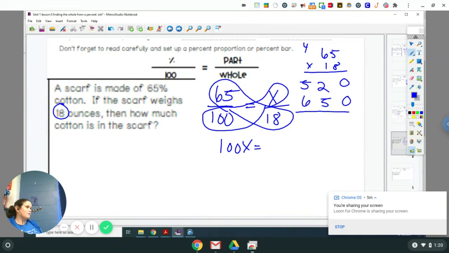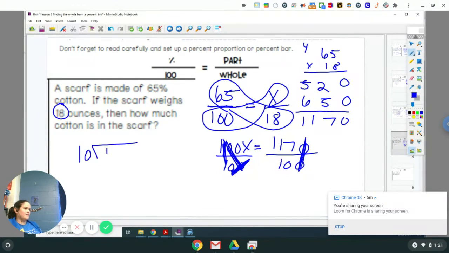All right, I want to check myself, because I think that's good. It is 1,170. Then you're going to divide both sides by 100. And then you're going to divide 100 into 1,170, but first you can cross off a 0. So all you need to do is divide 10 into 117. And when you do that, you get 11.7. So 11.7 ounces is cotton.